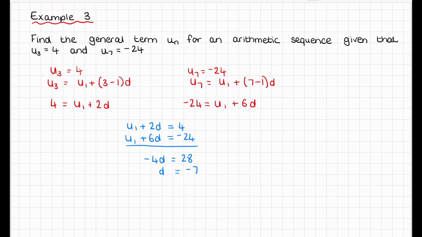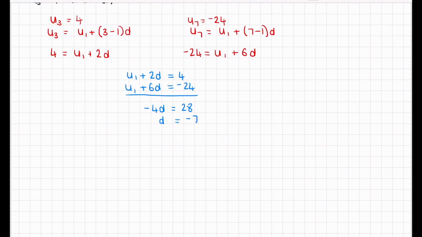So now I've got negative 7, I can work out what u1 is. So I'm just going to sub that into either of the equations. I'll do it into the first one because it's nicer numbers. So u1 plus 2 times negative 7 equals 4. So u1 minus 14 equals 4, so u1 must equal 18.